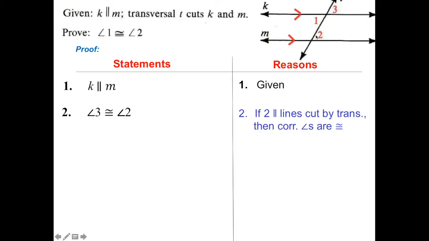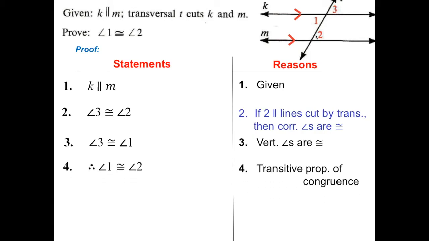Okay? So the next step is we probably want to say angle 3 is congruent to angle 1. We already knew that, and the reason for that is vertical angles are congruent. And then, I've been talking about it a lot, so I get it, this isn't that hard. Two things congruent to the same thing are congruent to one another, and that's what property of congruence? The old transitive property of congruence. And hooray, we got there.